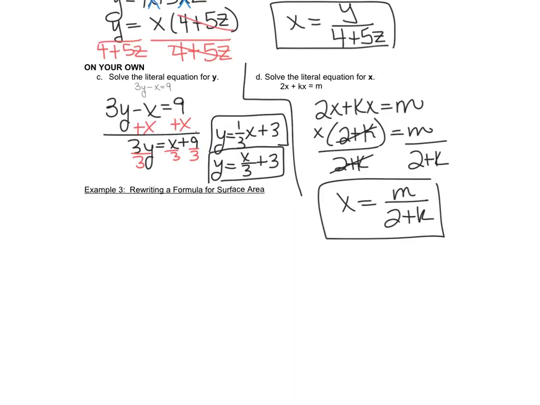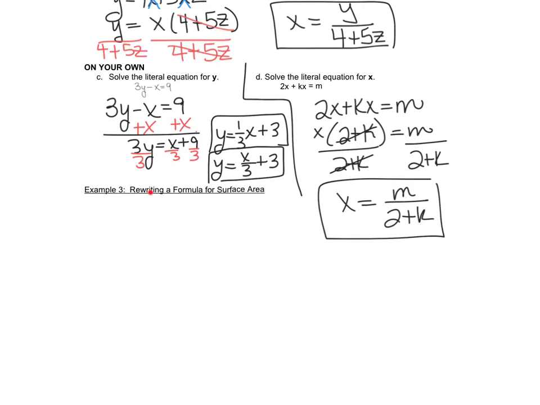Here are the answers for the on your own section. For letter C, you have y is equal to 1/3 x plus 3, or you could write it as y is equal to x over 3 plus 3, because when you have 1 times x, that's just x on top. For letter D, your solution is x is equal to m over 2x plus, 2 plus k.